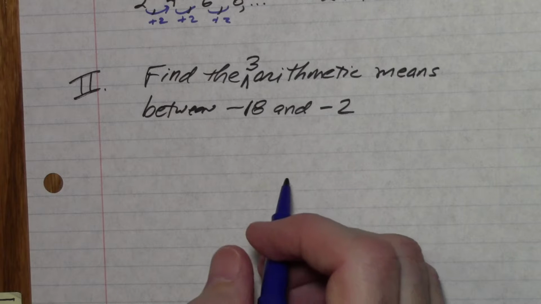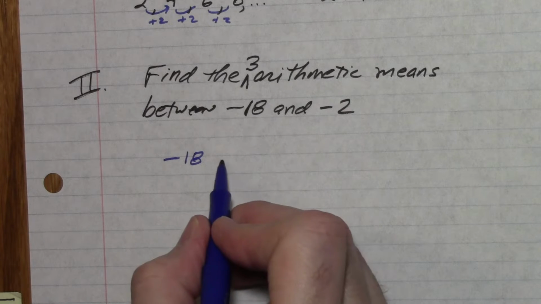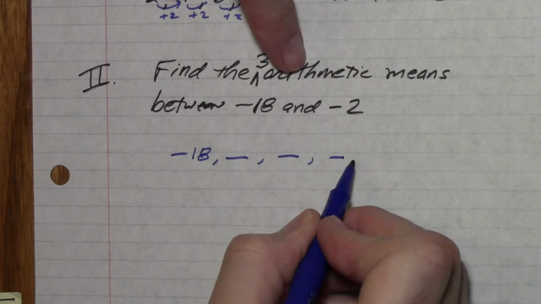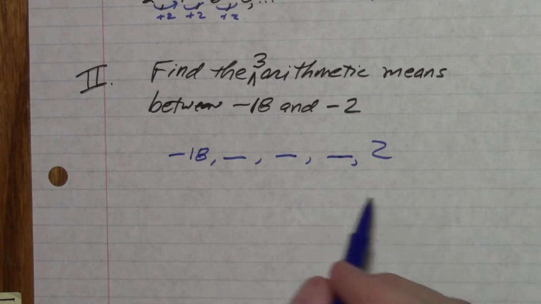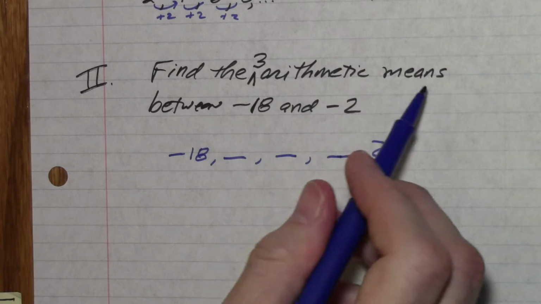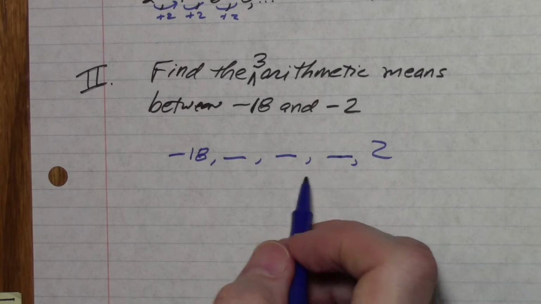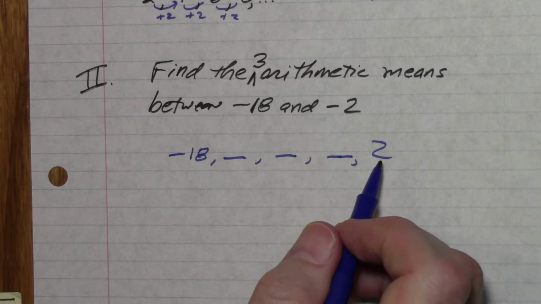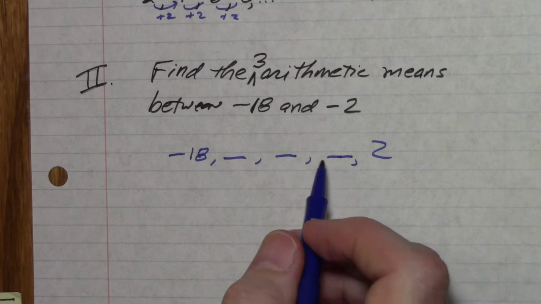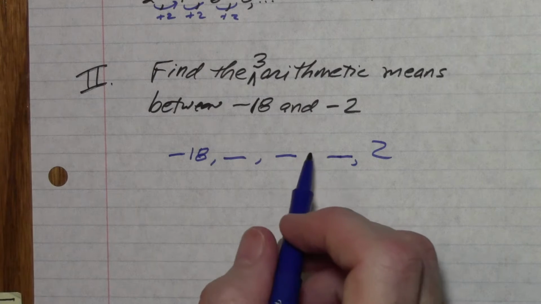Here's what that means. You start at -18, and there are 3 numbers in between before you get to 2. Not just one. This would be -10 if we were talking about one arithmetic mean. So what we need to do is figure out how to get all 3 of the numbers here.